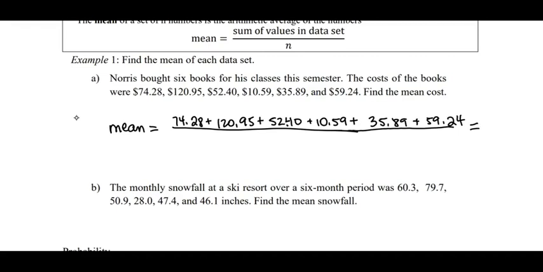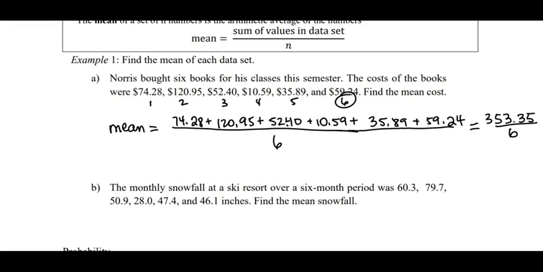And then we need to divide by how many numbers we had. So we had 1, 2, 3, 4, 5, 6 numbers. So we're going to divide by 6. The total for all the numbers added is 353.35. And then we will divide it by 6.